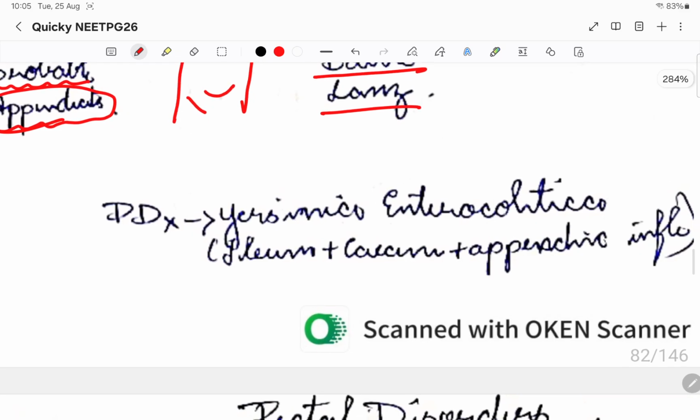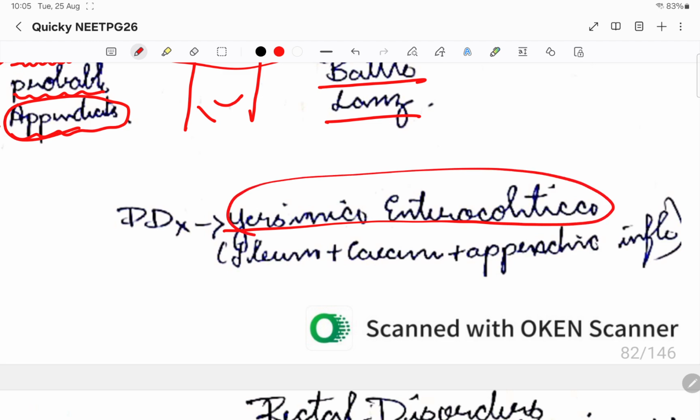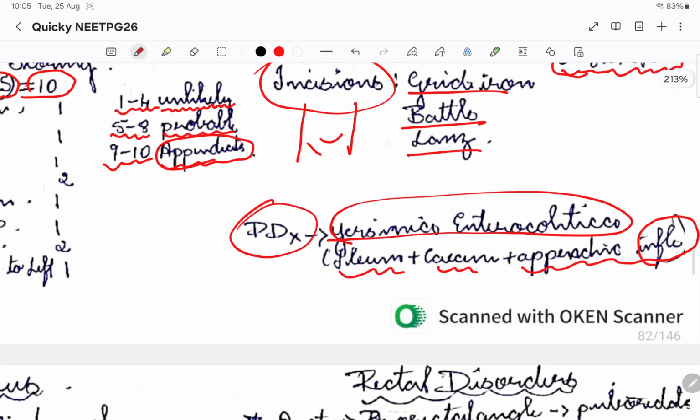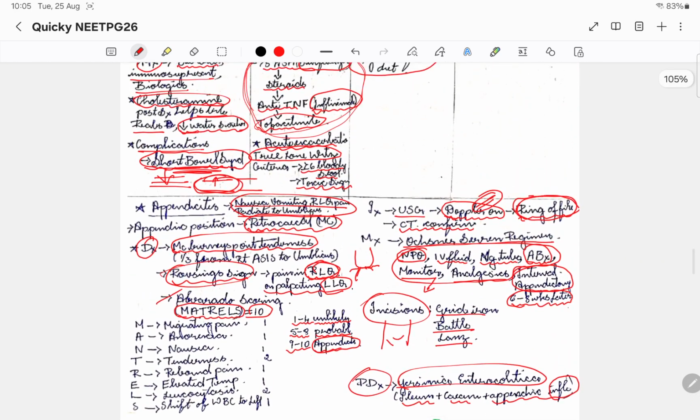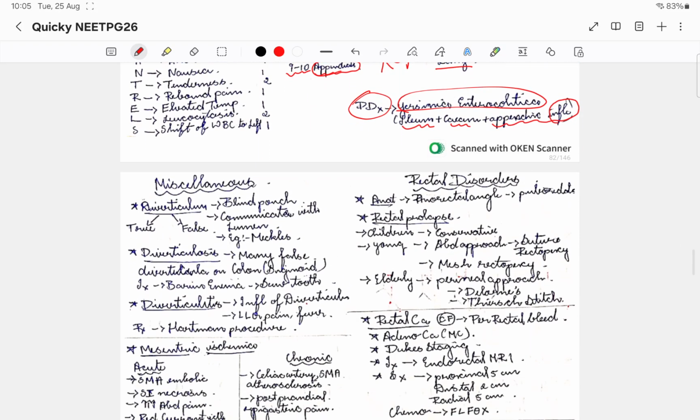Then the differential diagnosis, we might be confusing Yersinia enterocolitica with appendicitis, okay. Yersinia enterocolitica also comes with similar symptoms of appendicitis, okay. What is happening is, here the ileum, cecum and appendix, all of this will be inflamed, okay, with respect to Yersinia enterocolitica. This is a differential diagnosis, okay. Please know this. So this is all and everything you need to know with respect to appendicitis disorders, okay.